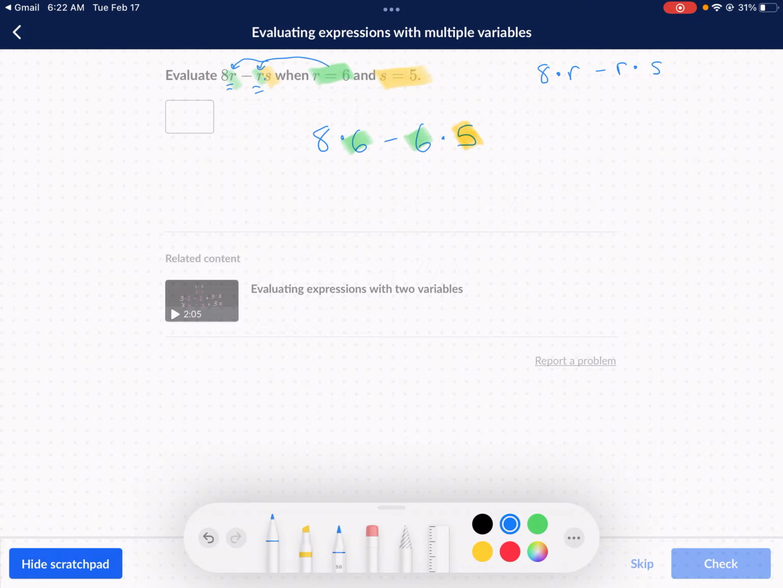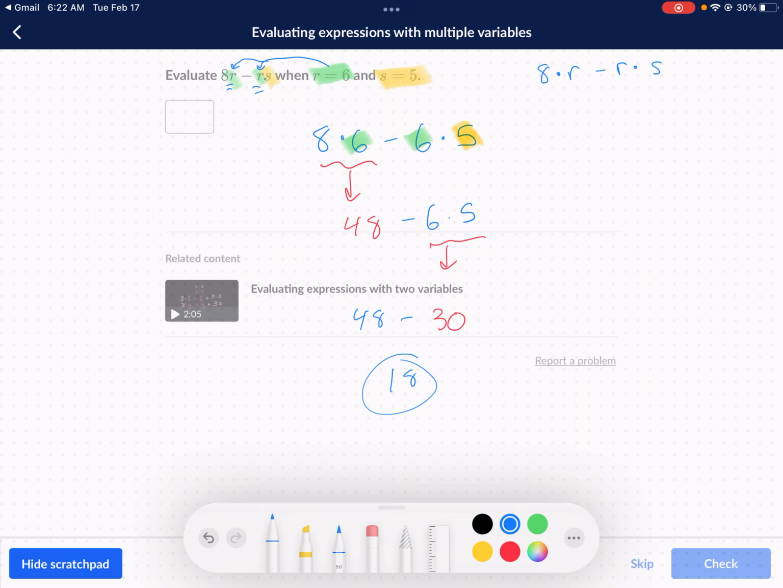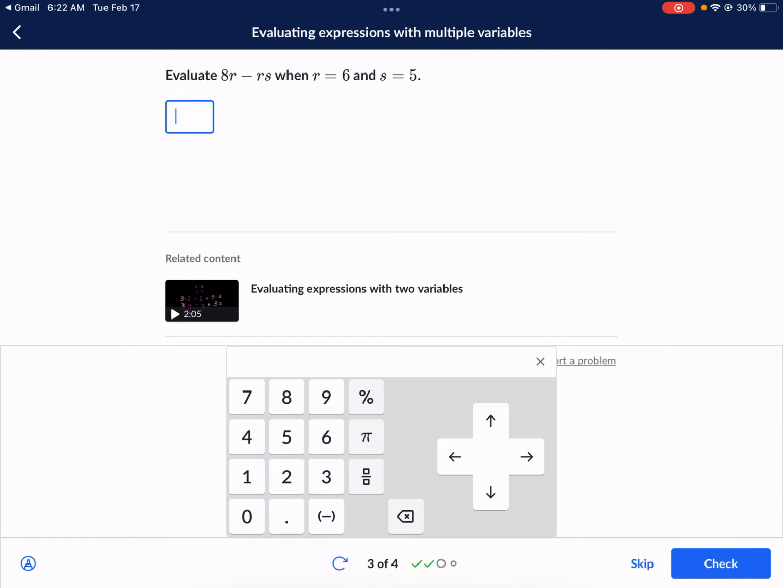That's what that means. So I'm just going to go left to right here because we have multiplication and subtraction. So I'm going to start with this multiplication, that's 48. Okay, and then minus 6 times 5. Then move on to 6 times 5 because now we have subtraction, that's 30. And I have 48 minus 30, so that is 18. That's our final answer. So I'm going to plug that in, 18. Check it. Good to go.